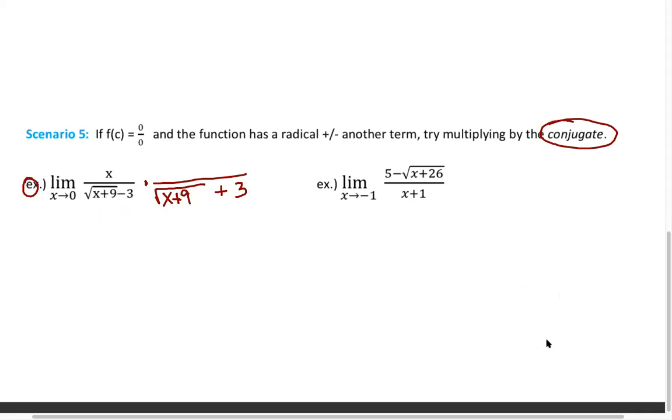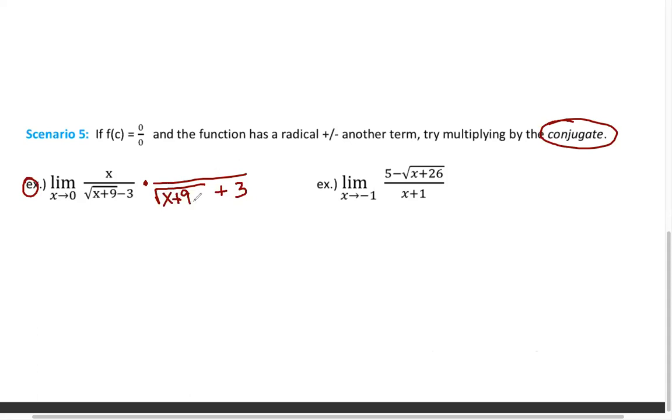Now, since this is not an equation, it's only an expression, we have to be careful not to change the expression. We won't change it as long as we multiply by 1. So multiplying by 1 is multiplying by anything divided by itself.